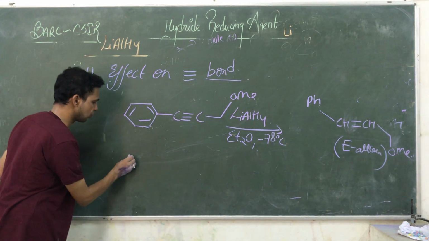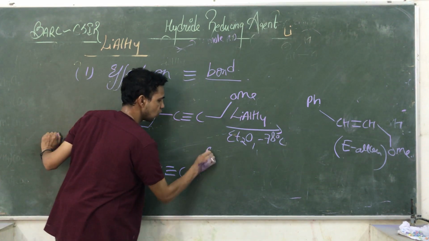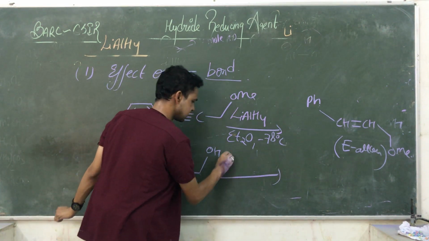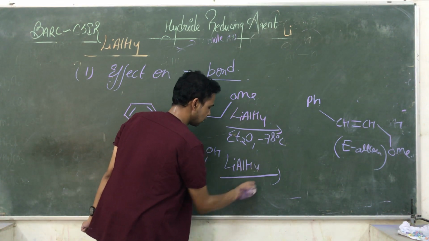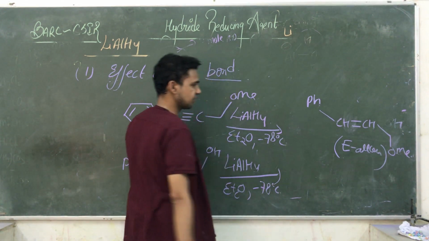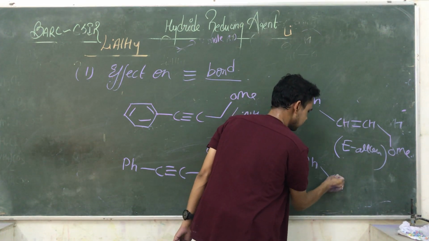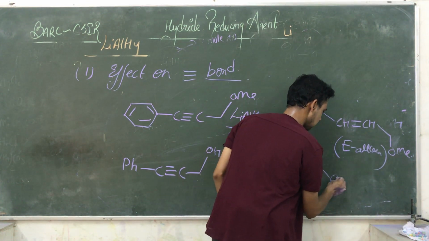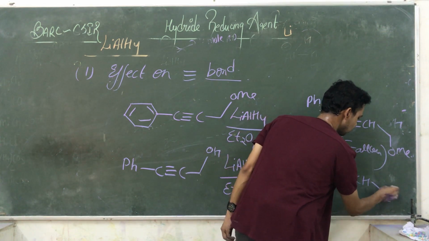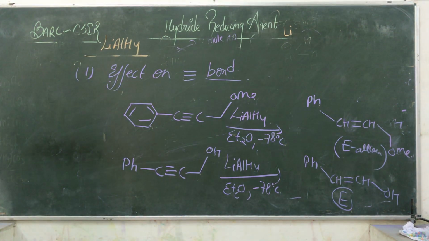The same applies to propargylic alcohol. See, in the case of propargylic alcohol, C triple bond C, OH. The same kind of reaction, in the presence of LiAlH4, in diethyl ether, at minus 78 degrees Celsius, gives you a trans alcohol. This is also Ph, CH double bond CH and OH, the E alcohol. So that is the specific selectivity of lithium aluminum hydride in this kind of reaction.